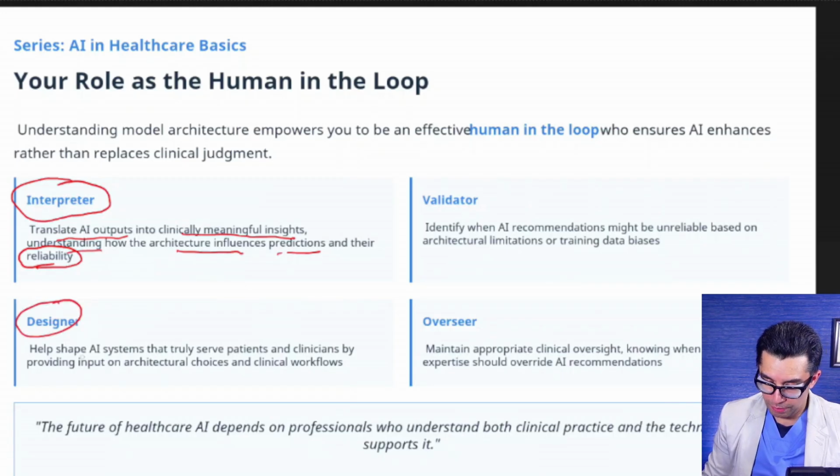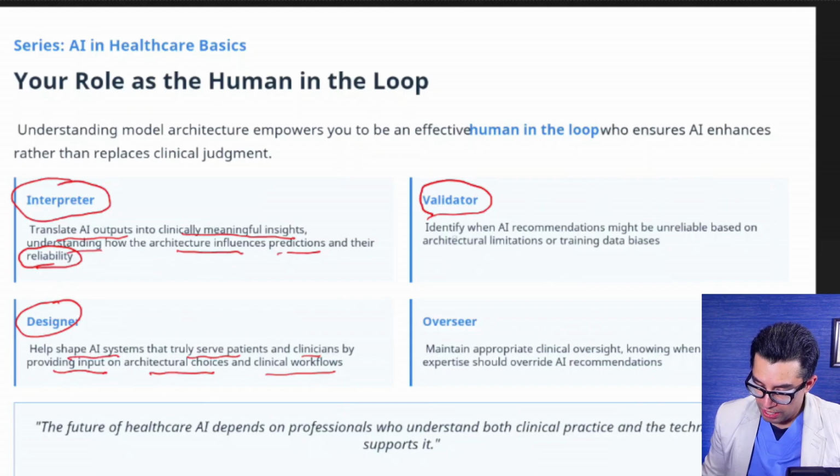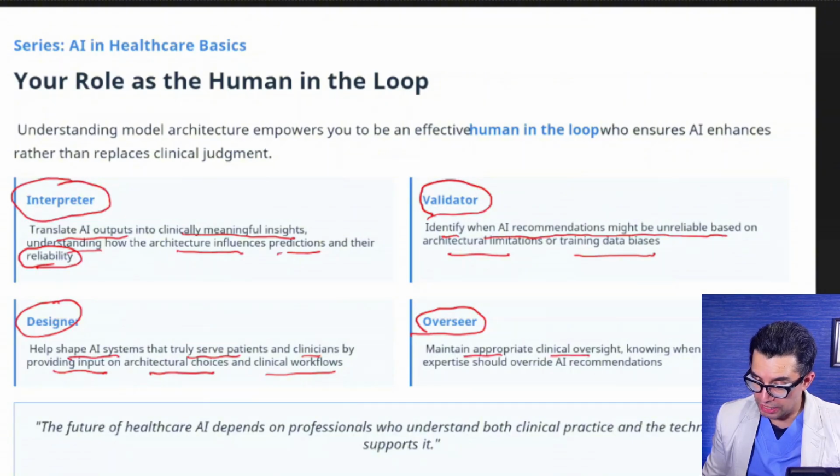Then designer helps shape AI systems that truly serve patients and clinicians by providing input on architectural choices and clinical workflows. Validator, a very important role is that of a validator. Identify when AI recommendations might be unreliable based on architectural limitations or their training biases. And then overseer. So all of these roles are fairly important. Maintain appropriate clinical oversight because this has to be continuously done even after rollout, especially after rollout, and know when human expertise should override AI recommendations. So just want to quote over here, the future of healthcare AI depends on professionals who understand both clinical practice and the technology that supports it.